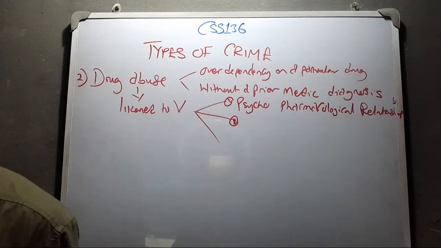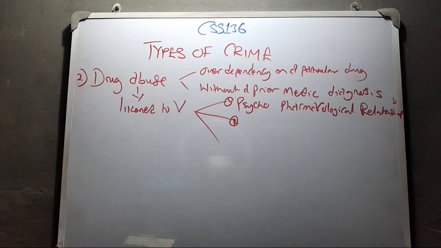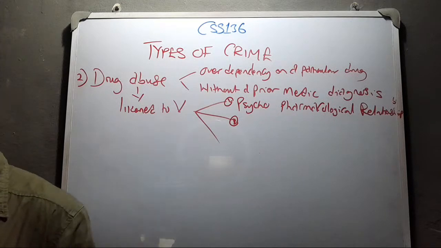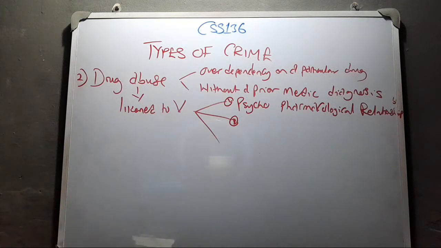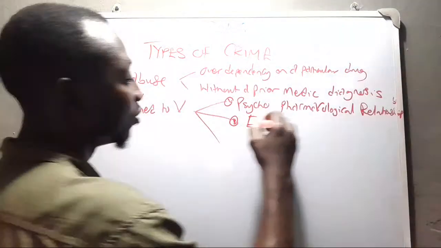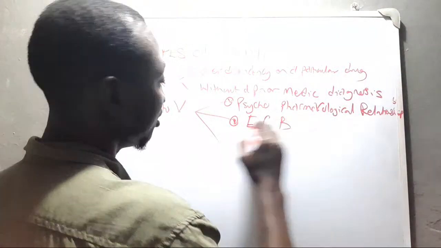Now we have the economic compulsive behavior. Drug users or dealers resort to violence to obtain the financial resources to support their habits. That's economic compulsive behavior.